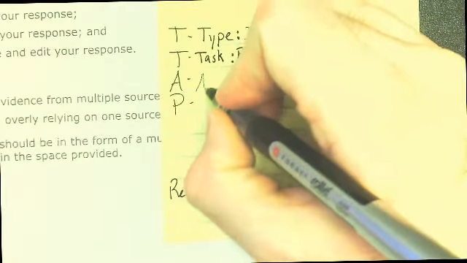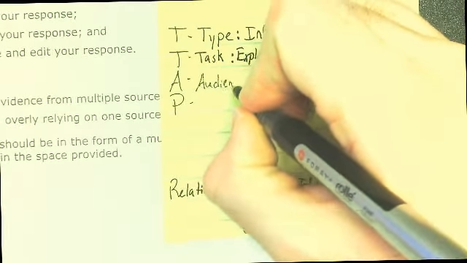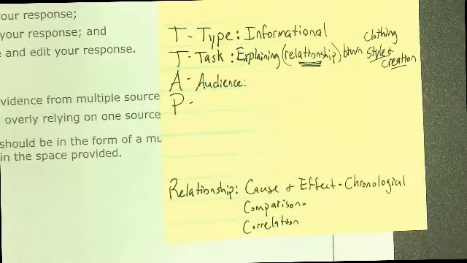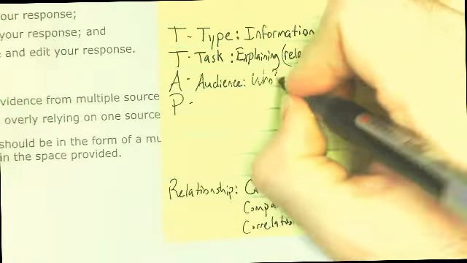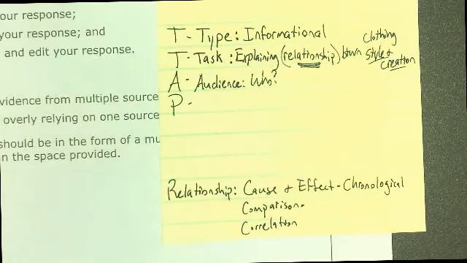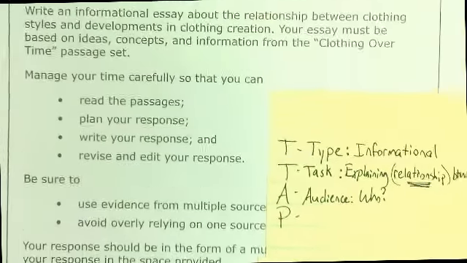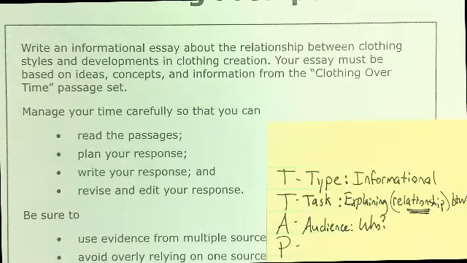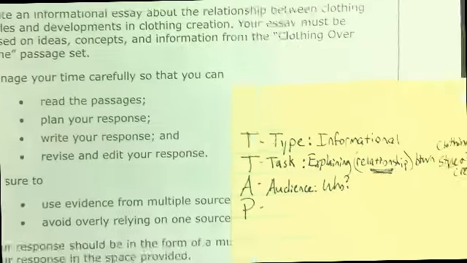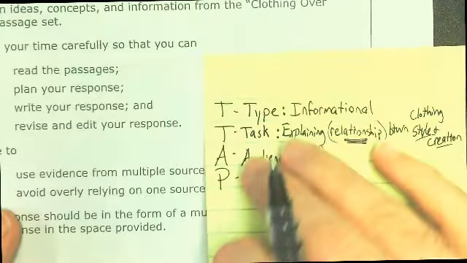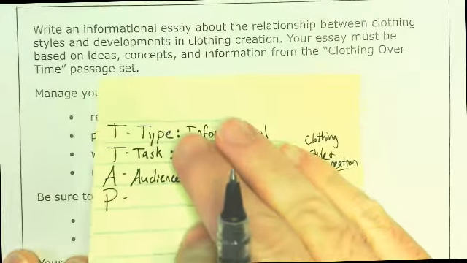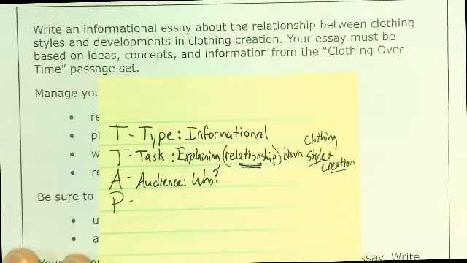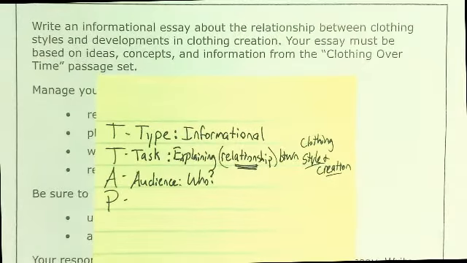The A in TTAP is audience. Audience is who am I writing to? Who would actually read this essay on the relationship between clothing styles and development in clothing creation? Who would actually bother to do it? Let me just move my sticky up here closer to this prompt so we can look at both at the same time. All right, so who would actually bother reading this? And this is always speculative. I mean, there's not a guy, right?